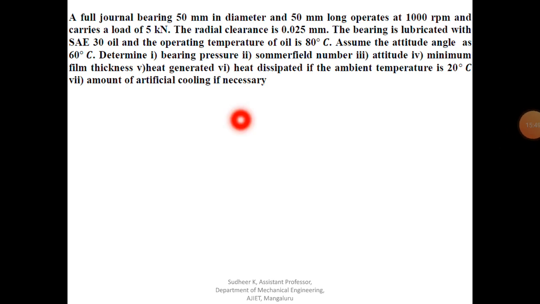Next problem: a full journal bearing. One important thing, full journal means the angle will be 360 degrees. A full journal bearing 50 millimeter in diameter and 50 millimeter long operates at 1000 rpm and carries a load of 5 kilonewton. The radial clearance is 0.025 millimeter. The bearing is lubricated with SAE30 oil, and the operating temperature of the oil is 80 degrees Celsius.